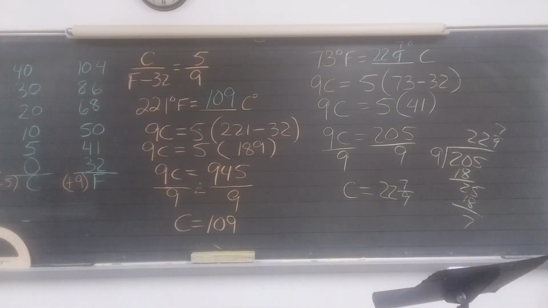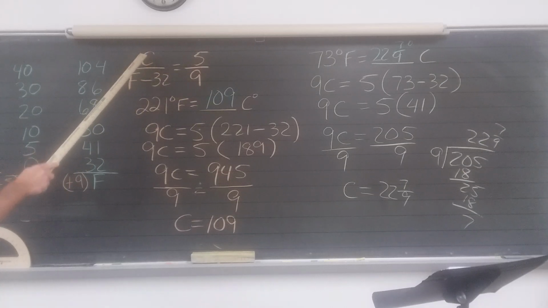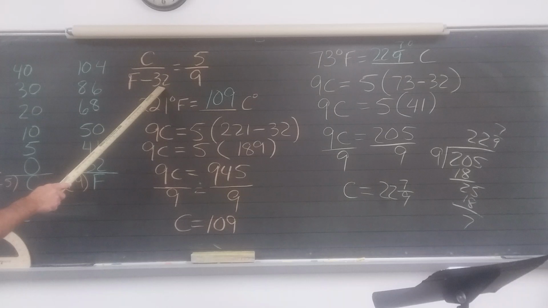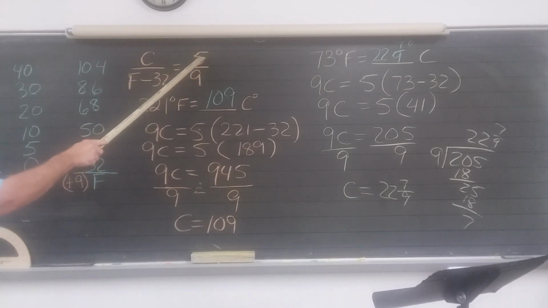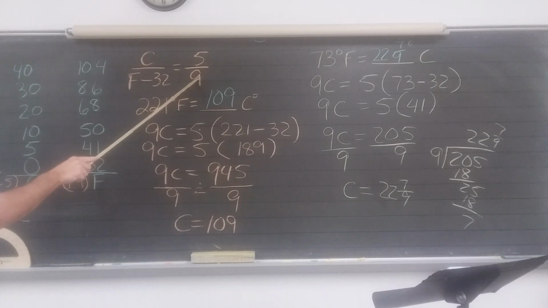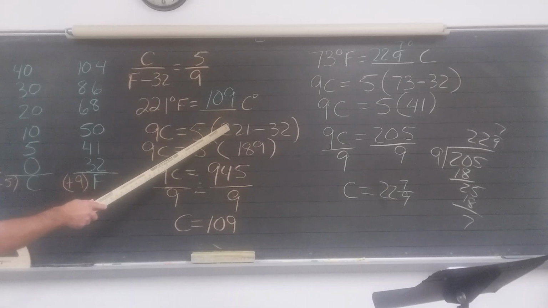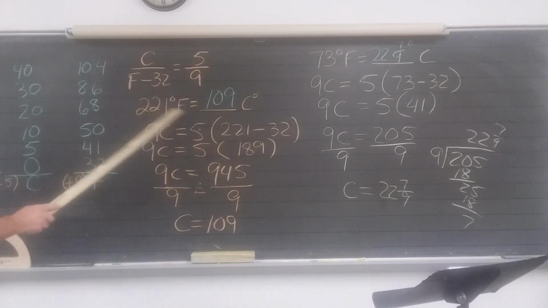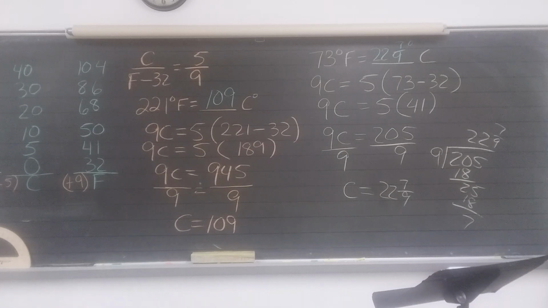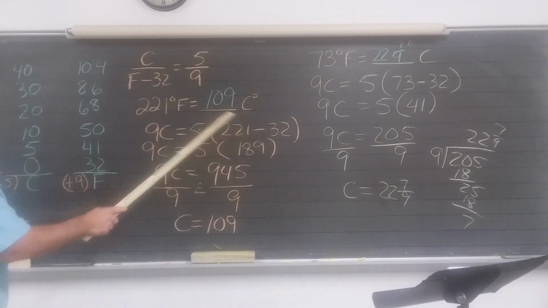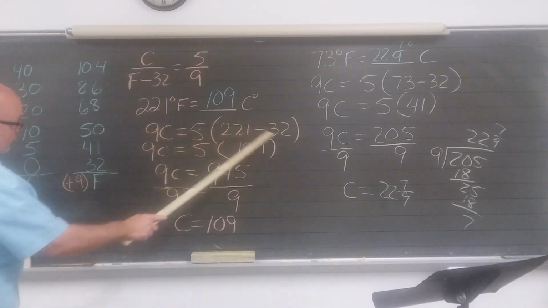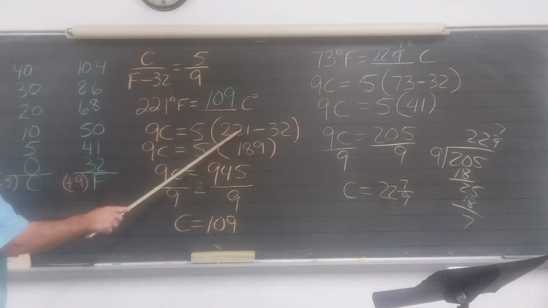So that is how you go from Fahrenheit to Celsius. Celsius over Fahrenheit minus 32 equals always 5 over 9. For every 5 degrees Celsius, you have 9 degrees of Fahrenheit. So it's always going to be 9C equals 5 times something minus 32. This minus 32, okay? The only number in the original equation, in the proportion, that's different will be this, okay?